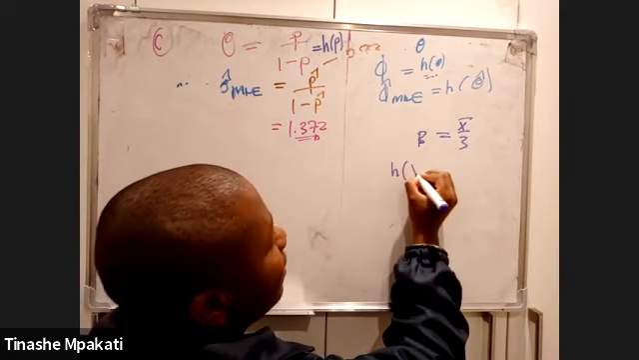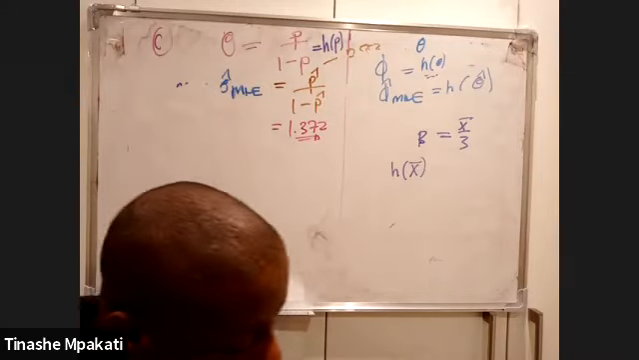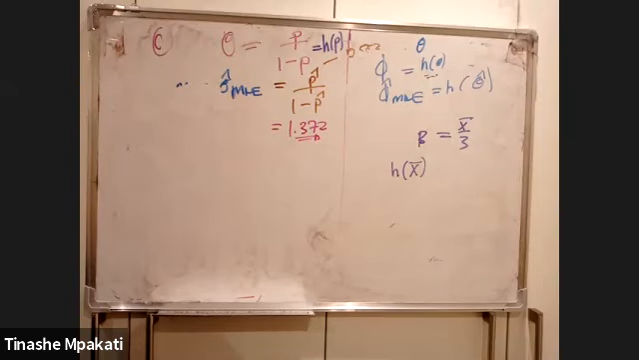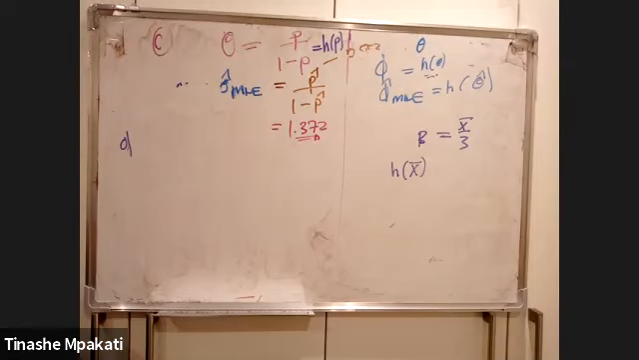Our h of x bar, like that. For the same reason that there's a P there, we would also have an h of P and an x bar, like that. So I hope that is fine. Then part D will ask you to find now the variance of P.